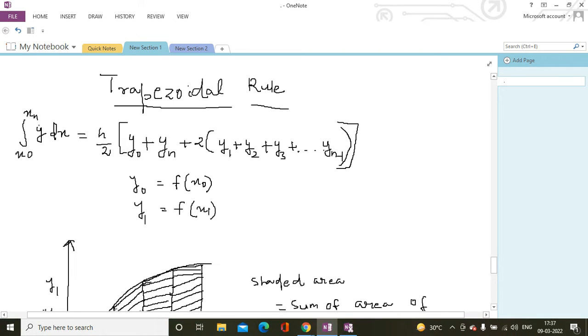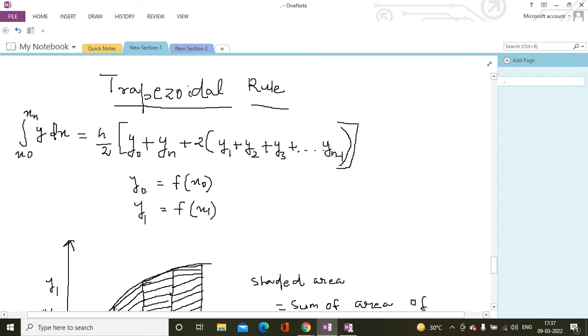So here, as per the general formula, it's an integration method. If we take the integral of y dx from x0 to xn, then as per the trapezoidal rule, we can get the integrated value by the formula h by 2 whole into y0 plus yn plus 2 whole into y1 plus y2 plus y3 plus up to n minus 1 terms.